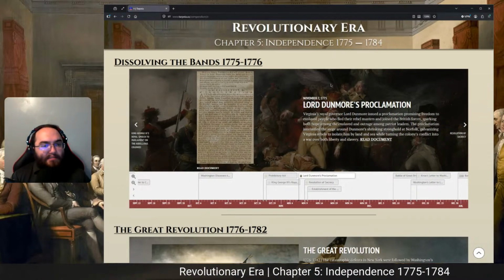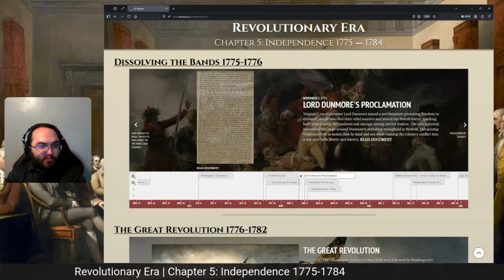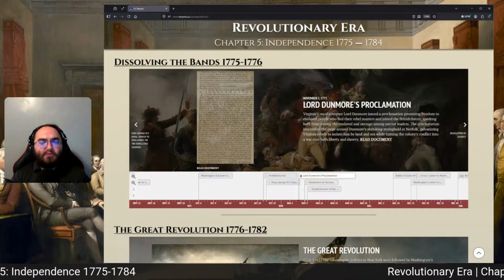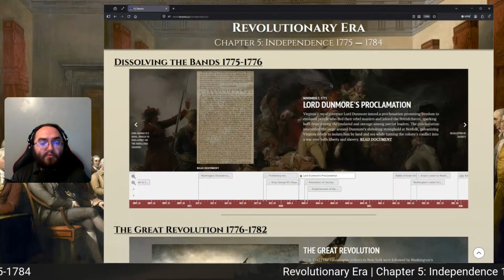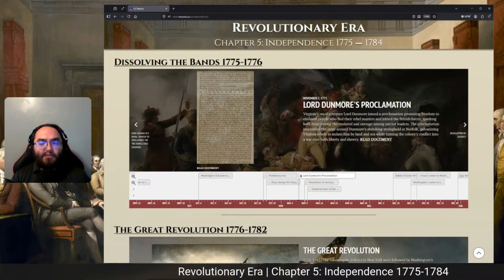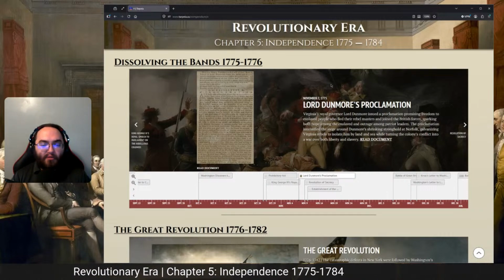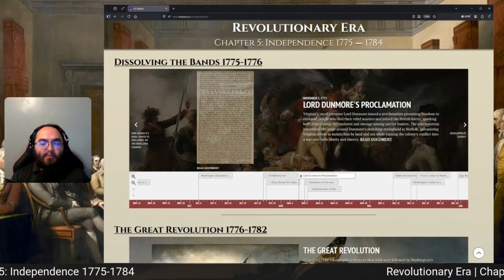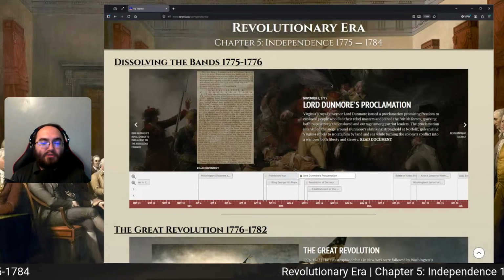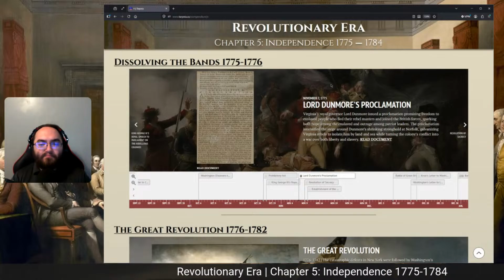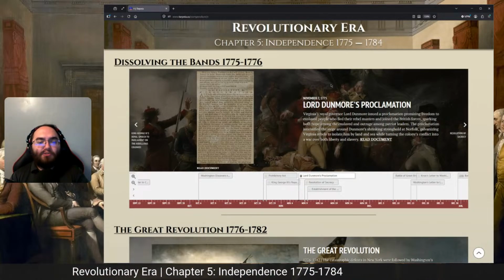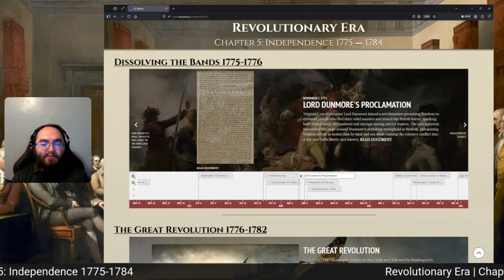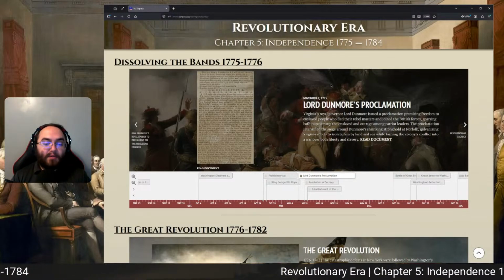Lord Dunmore, the royal governor of Virginia at this time, issues this proclamation promising freedom to enslaved people who fled their rebel masters and joined the British forces, sparking both hope among the enslaved and outrage among Patriot leaders. This proclamation intensified the siege around Dunmore's shrinking stronghold at Norfolk, galvanizing Virginia rebels to isolate him by land and sea while turning the colony's conflict into a war over both liberty and slavery.